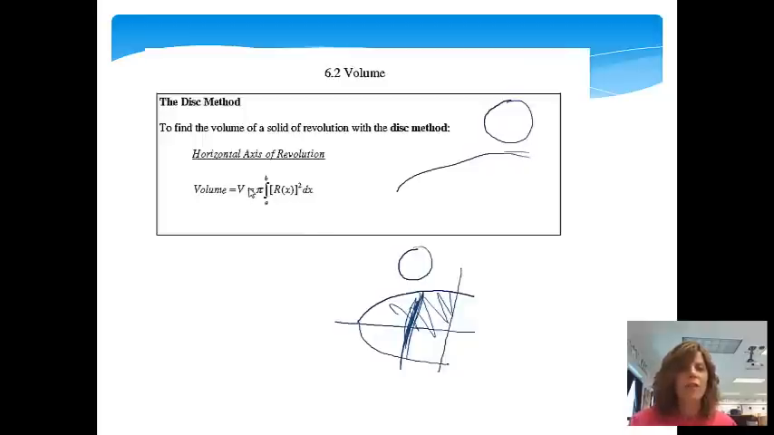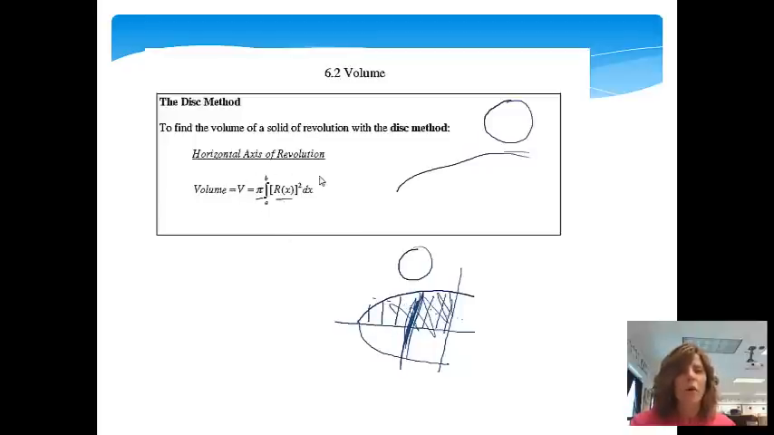The formula for the volume of a disc is given by V equals pi times the integral of r of x squared dx. If you notice, these are areas of circles, and my formula for the area of a circle is pi r squared. What the integral is going to do for us is add all of those circles' areas together. Notice that this says r of x instead of just r, because our radius depends on what part of the curve the circle is at.